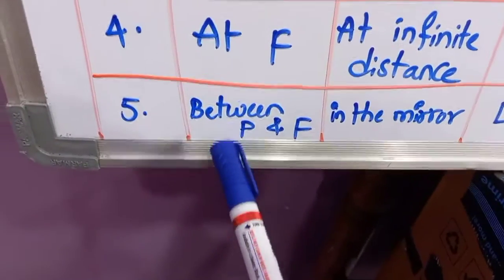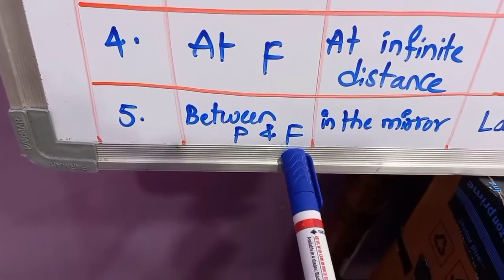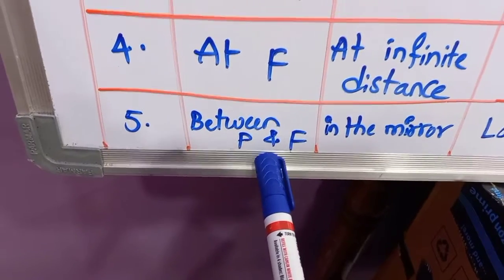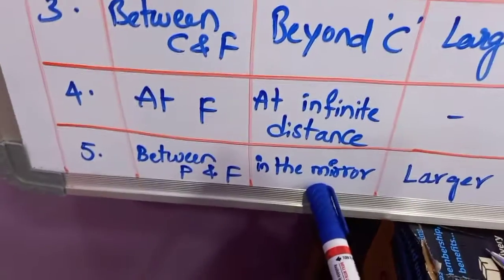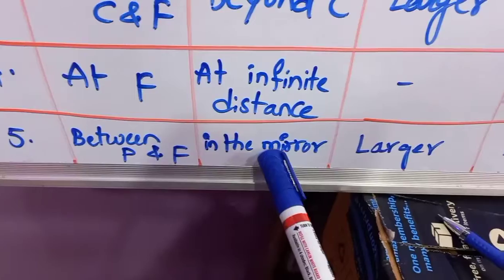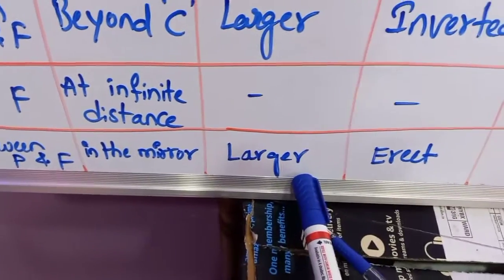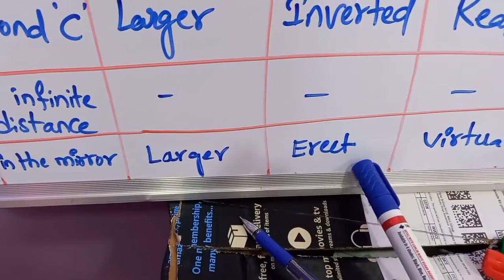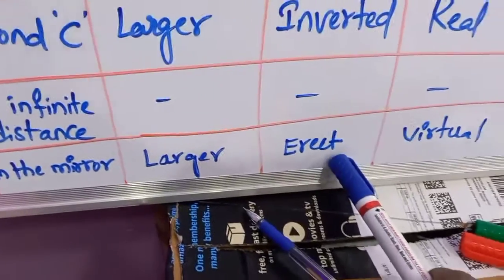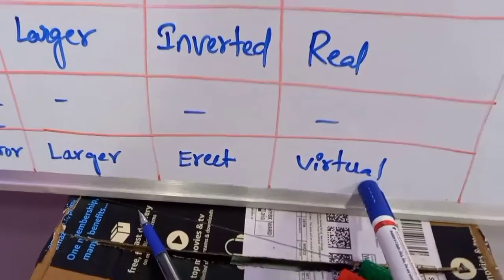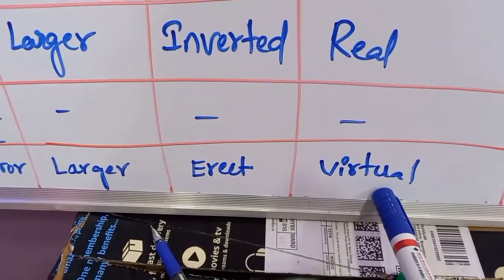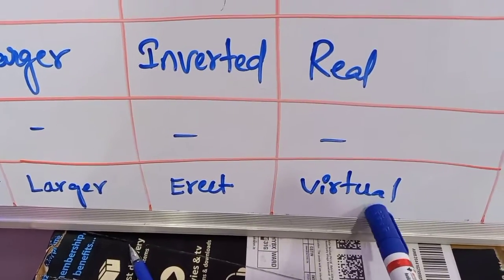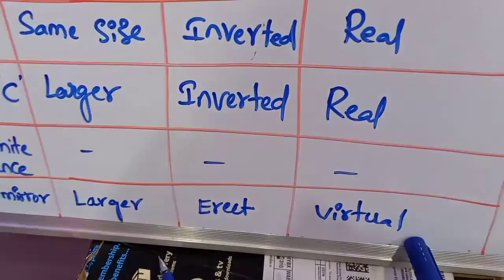Then the last one is when the object is placed between the pole and the focal point, that means the object was brought very close to the concave mirror. In that case, the image is going to be formed inside the mirror, and the image will be larger in size, erect, in an upright position, and a virtual image, as it cannot be caught on the screen, but can be seen only inside the mirror. It is the virtual image.